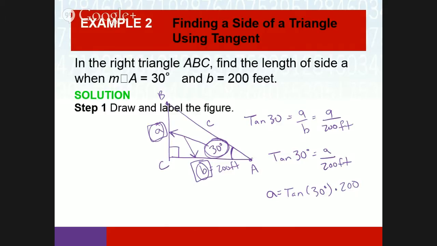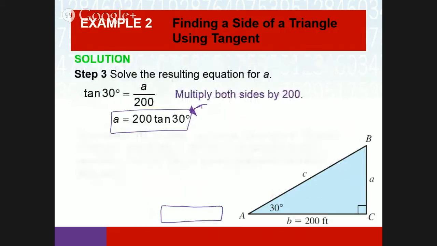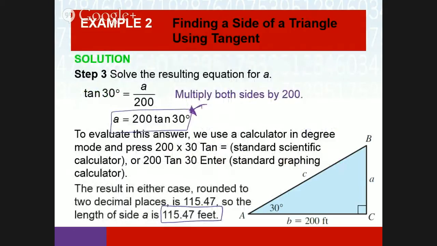So now we have a relationship. We solve for the missing value A, plug that in, and we get our answer of 115.47 feet. That tells you the distance of A, the distance from this point to this point is 115.47 feet.